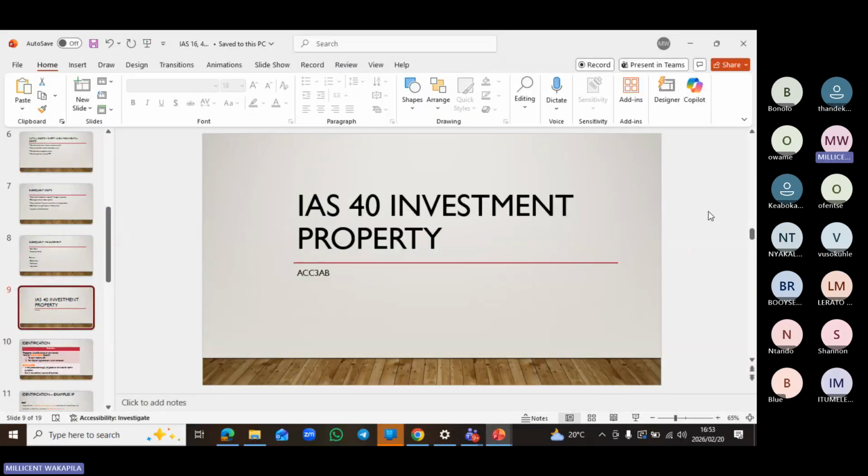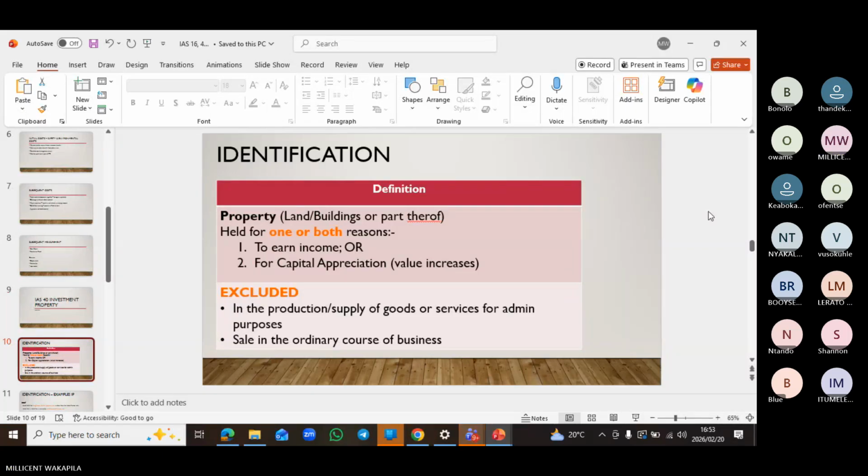Right. So investment property. When you are dealing with investment property, this is a land or a building or a part thereof held to earn rentals or for capital appreciation, for one or both reasons. So it's either or as well as both. It's not supposed to meet both. It can meet one and we are fine. It is used to earn rental income, or for capital appreciation when the value increases.